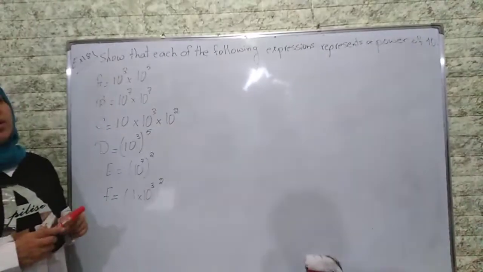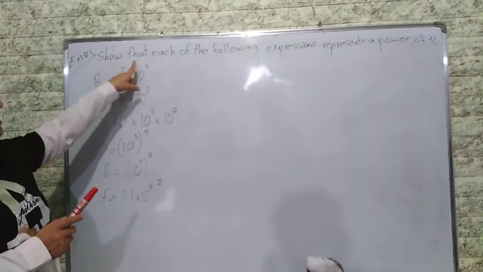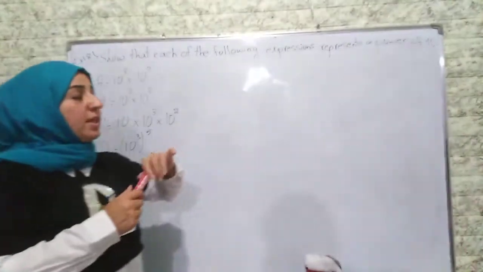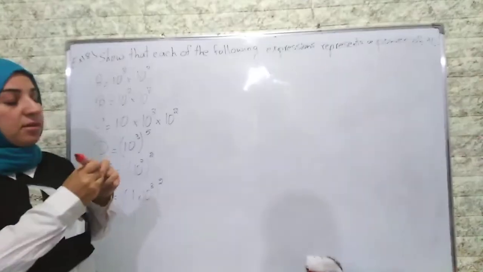Now let's move to the other question. Show that each of the following expressions represent a power of 10. Before we start, what are the rules that we may use here?